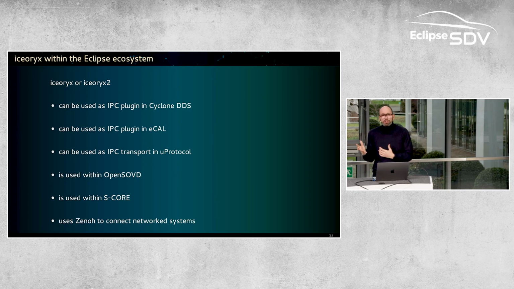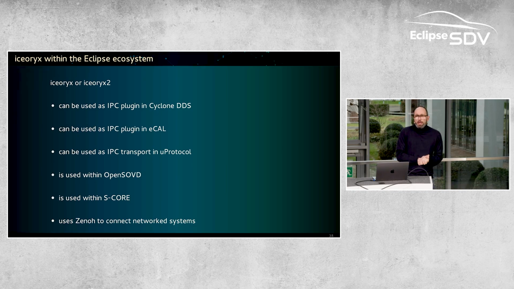And we also have a lot of synergies within the Eclipse ecosystem. The most obvious thing is to use iceoryx as an IPC layer in a bigger communication or framework stack. So we have IPC plugins for Cyclone DDS for both iceoryx Classic and iceoryx2. We have an IPC plugin for Eclipse eCAL. We have an IPC transport for uProtocol. And it's also used in OpenSOVD and in S-CORE. And we can also connect different systems running iceoryx with a Zenoh tunnel.